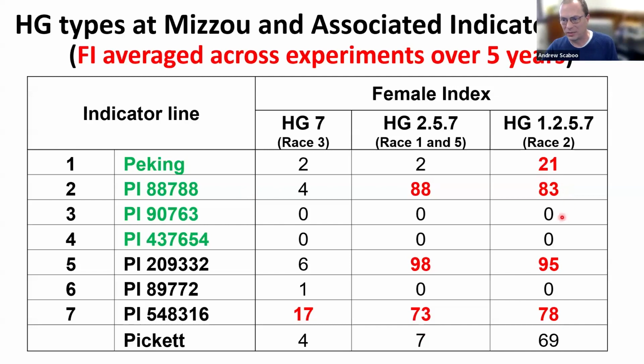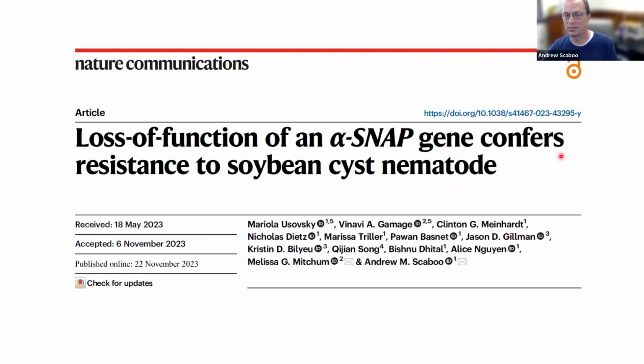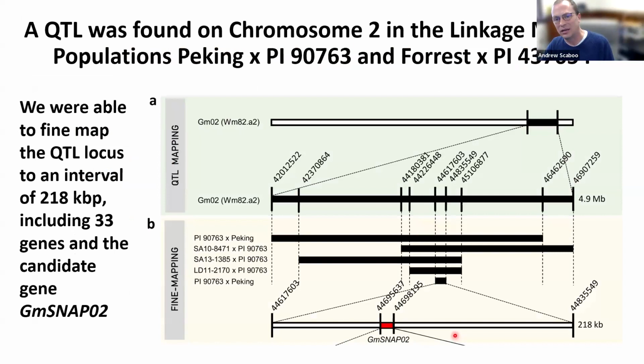So we thought, why don't we make some crosses and determine what is the gene in the plant that controls that 20%? And that's a recent publication led by Mariola within our group, and Vanavi and Melissa Mitchum's group. I'm going to go through several slides here, but I want to start by saying we discovered a new gene, and it's called GM-SNAP02. This GM-SNAP02 is the gene that controls that 20%. It's the gene that Peking does not have that these other 2 indicator lines have.